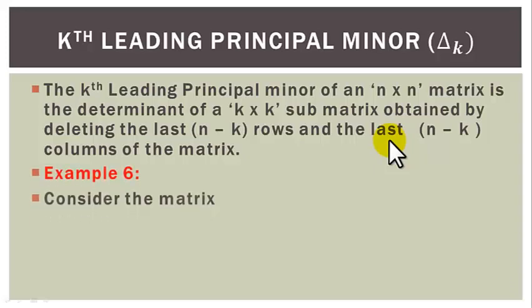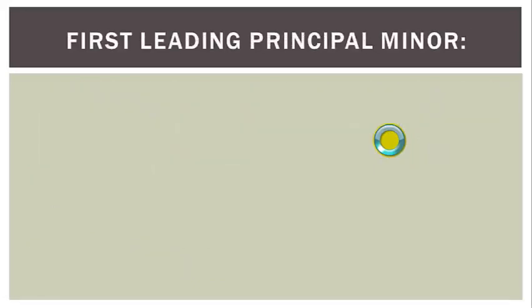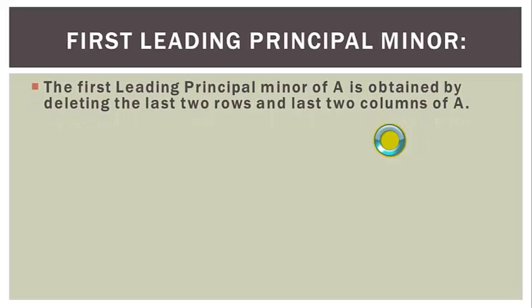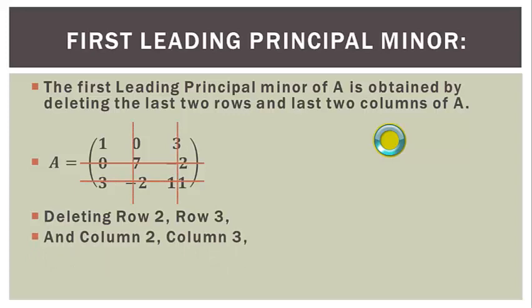Example 6. Again, let us consider the same matrix as before, the matrix A. Let us compute the first leading principal minor of A. The first leading principal minor of A is obtained by deleting the last 2 rows and the last 2 columns of A. This is our matrix A. Deleting the last 2 rows, that is, we are deleting row 2 and row 3 and column 2 and column 3. So this will give us our first leading principal minor, delta 1 equals 1, equals this one.